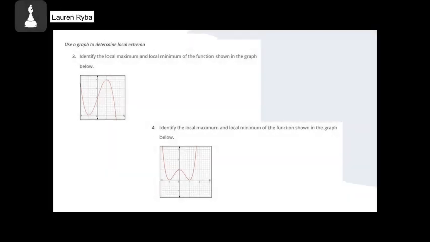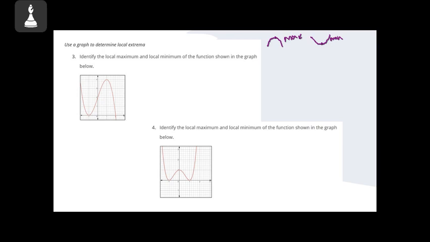We can also have what are called local maximums and local minimums in a function. And what you're looking for is where the graph changes direction from positive to negative, or increasing to decreasing. Like this is going to be a local maximum. And if I go decreasing back to increasing, this is going to be a local minimum. So they want us to find those points and list their coordinates.